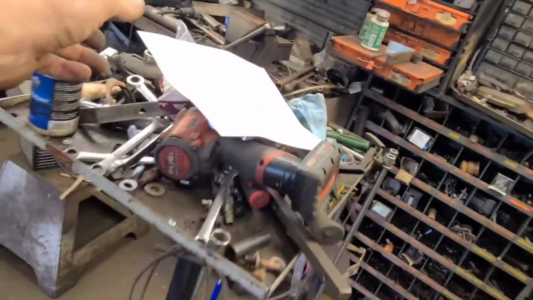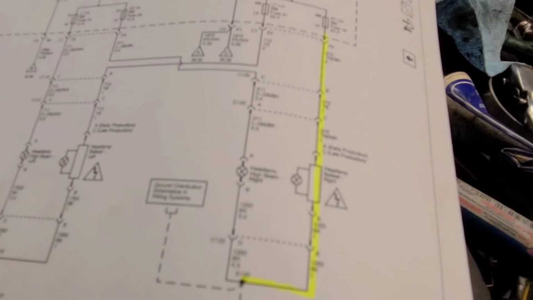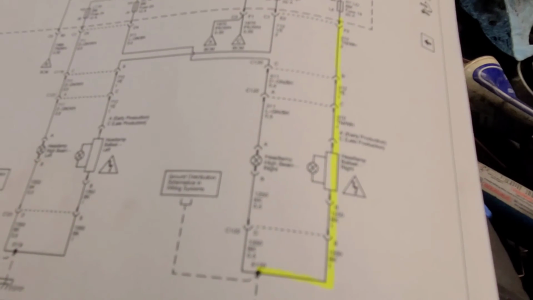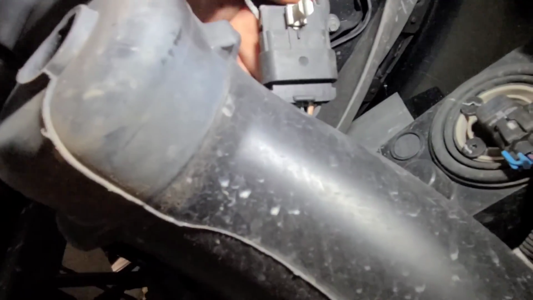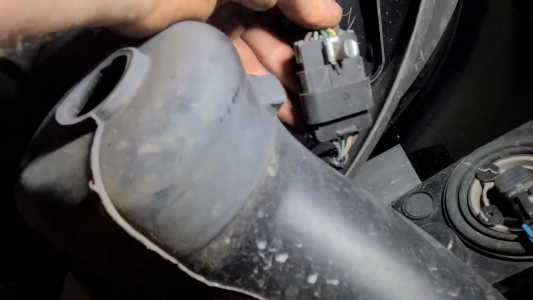Let's have a look at this connector view again. Tan white in pin 1 or pin B. Well, let's see if I got power on that tan white wire. That's going up towards the headlight. And it's got 5 wires in it, 1, 2, 3, 4, 5.